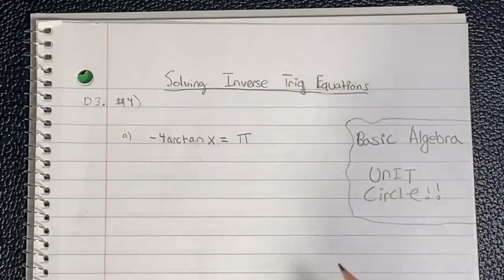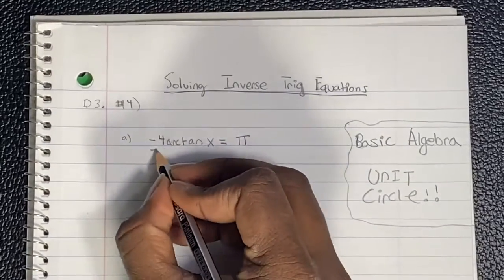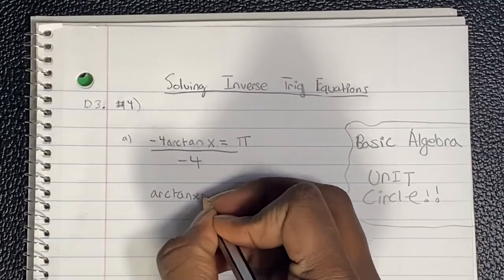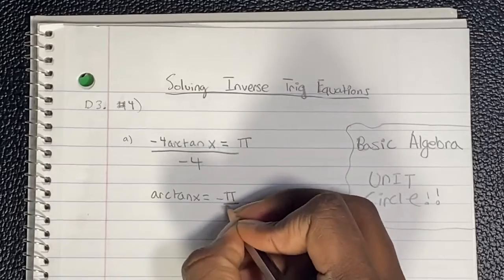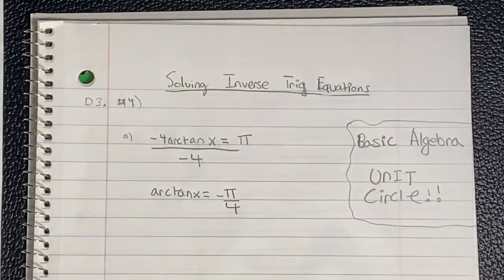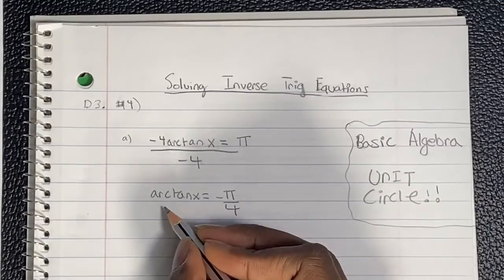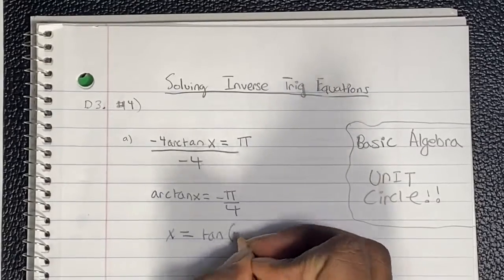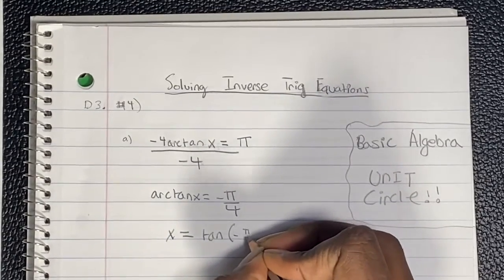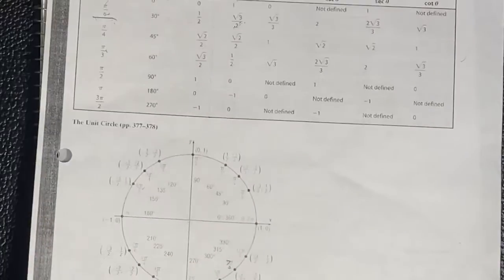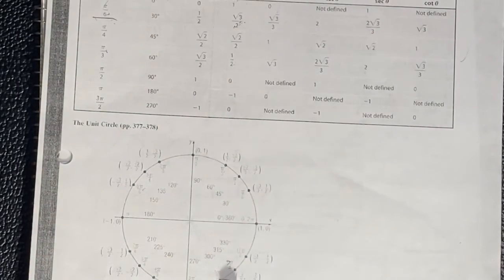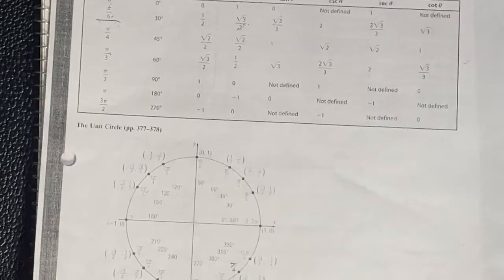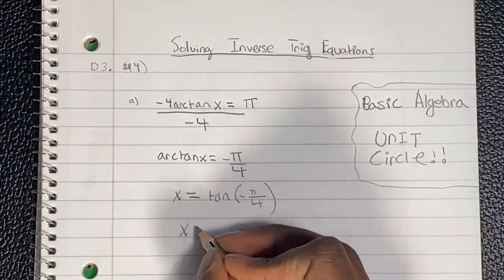So first we're just gonna bring over the 4 to the other side by dividing by -4. And that will get us -pi over 4. According to our rules, we can just bring the tan over to the other side and have x equals tan of -pi over 4. So bring out the beautiful unit circle. -pi over 4 is 7 pi over 4, which is root 2 over 2 divided by -root 2 over 2, which is just -1. So x equals -1.